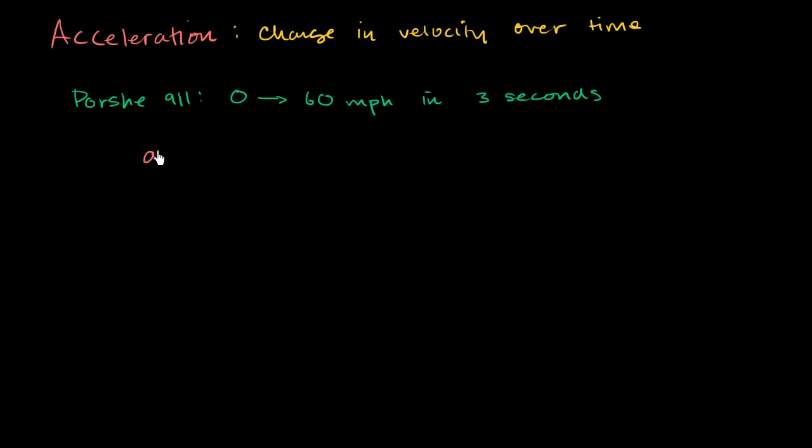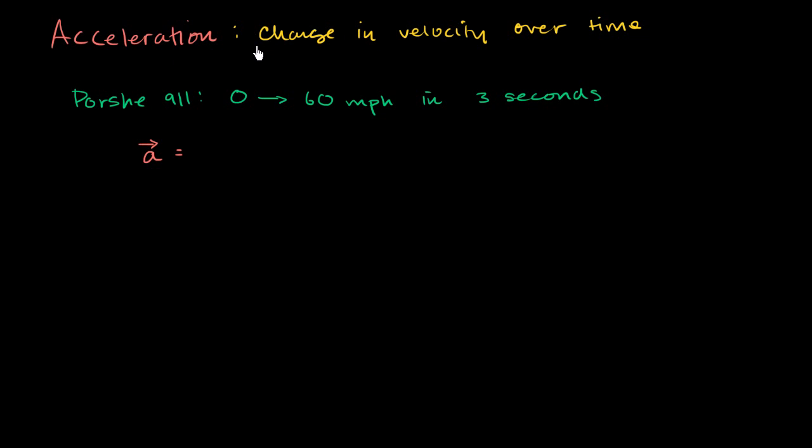Once again, acceleration is a vector quantity. You want to know not only how much velocity is changing over time, you also care about the direction. It also makes sense because velocity itself is a vector quantity. It needs magnitude and direction. So the acceleration here, and we're just going to assume that we're going to the right, is from 0 miles per hour to 60 miles per hour to the right. It's going to be change in velocity.